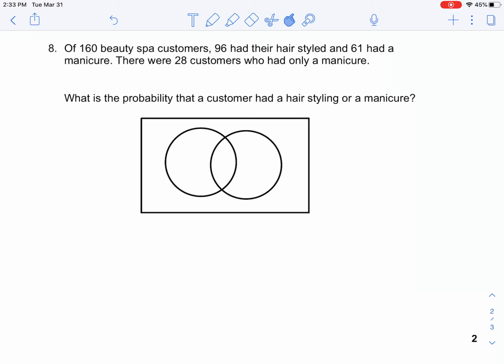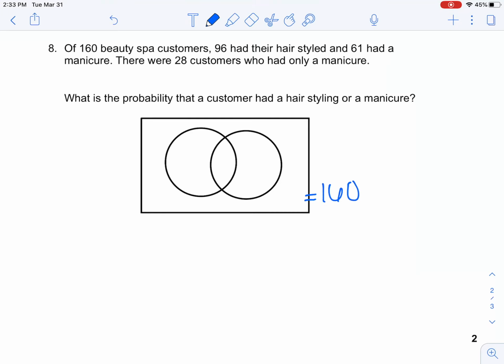So number 8 says of 160 beauty spa customers, 96 had their hair styled and 61 had a manicure. There were 28 customers who had only a manicure. So in our Venn diagram below, we have our universal set of 160 beauty spa customers. That's the entire group we're looking at.